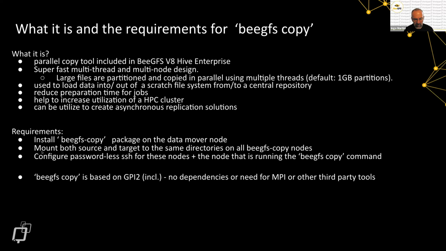You need a client that has both source and target mounted at the same directory. So that means the clients using these tools must have both POSIX file systems mounted on the same directory, because we're using all the same paths in this copy scenario. And we need a passwordless SSH connection between the nodes doing the job and the node that is running the BeeGFS copy command itself. But otherwise, other than this, there is no dependency on other third-party tools.